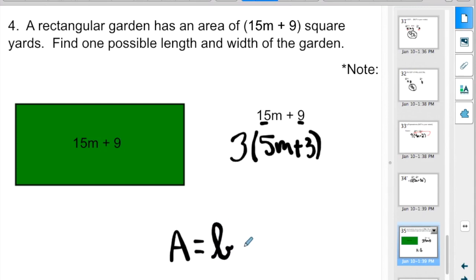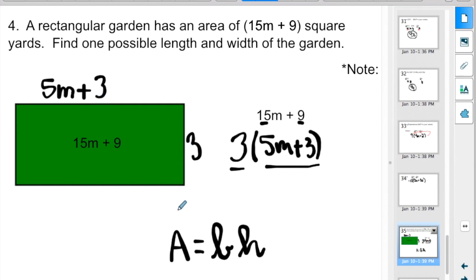Area is, you may have been taught length times width in 6th grade. In 7th grade, we do base times height. So either one you use is perfectly fine. But what this tells me is that my first factor is one of the side lengths, and my second factor, the one in parentheses, is the other side length of the rectangle. So to answer this question, we would say a possible length is 5m plus 3, and a possible width is 3. We could write that in a sentence.